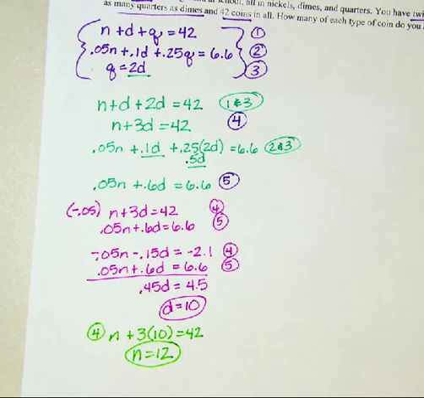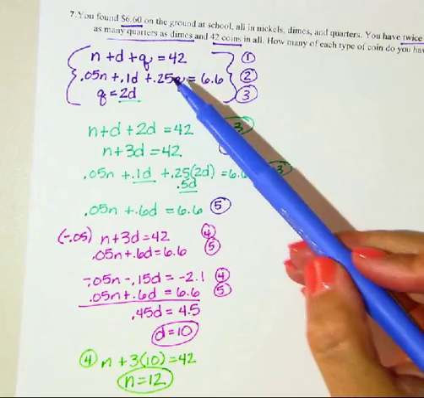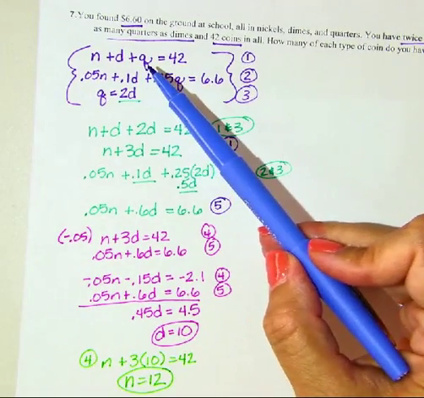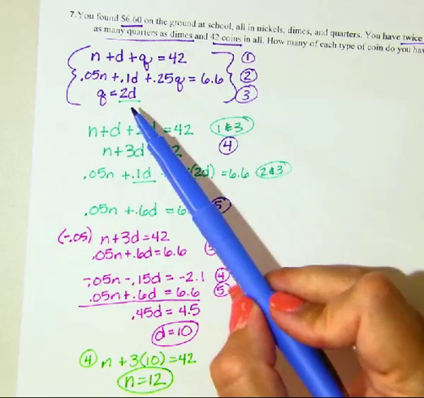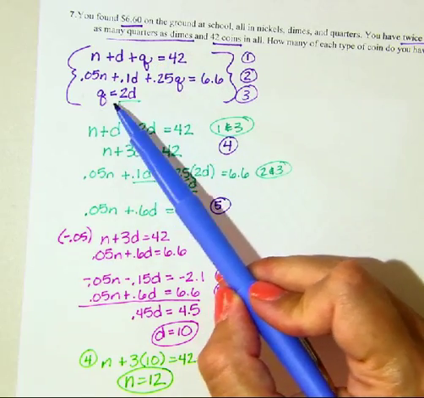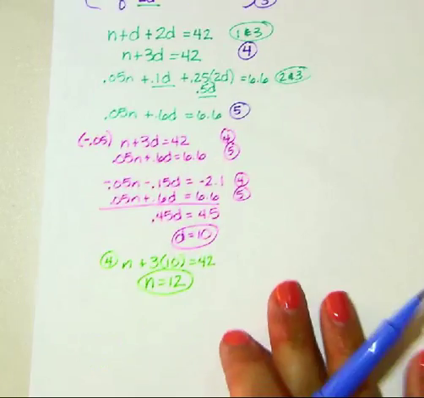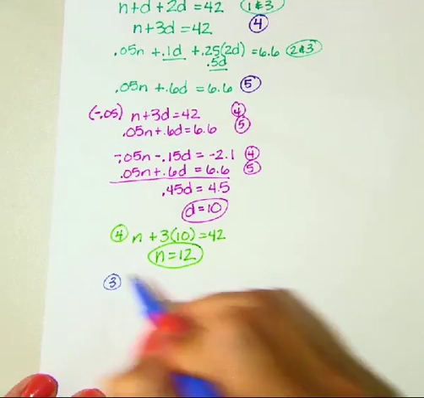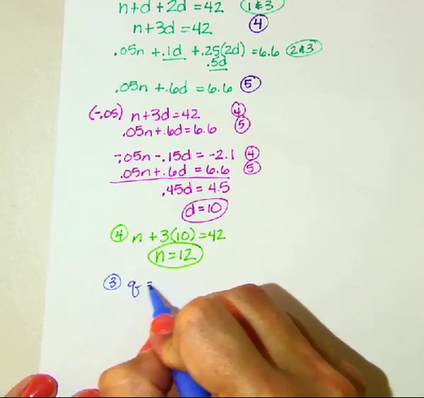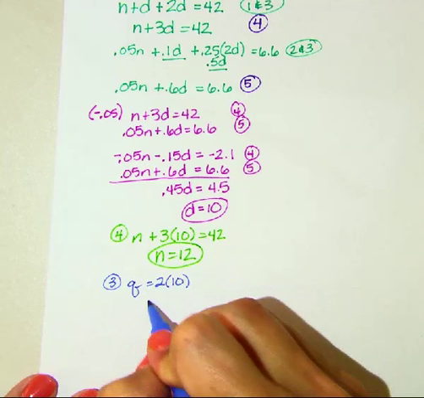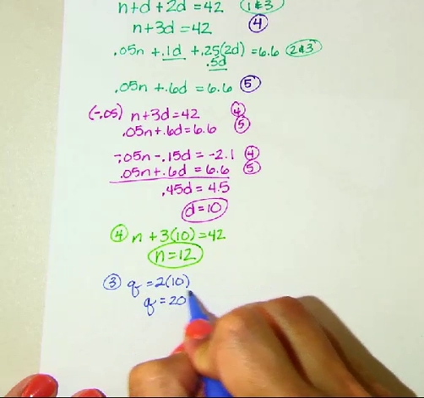Okay, so now I take D and N, and I take it all the way up to the top and substitute it in to 1, 2, or 3. Well, you could substitute in for 1 and find Q quite easily, but with just using D, I could just find Q really fast. So I'm going to actually use equation 3, and I get that Q equals 2 times 10, so Q is going to equal 20.